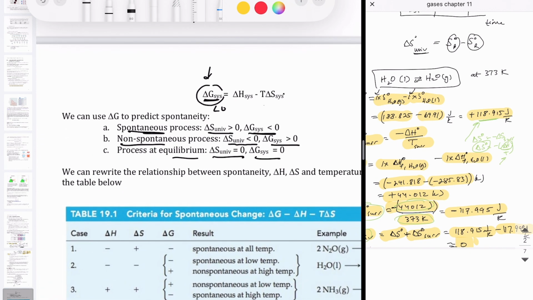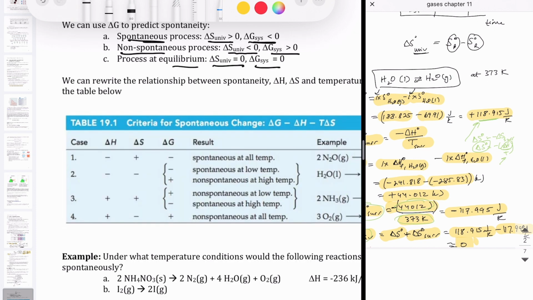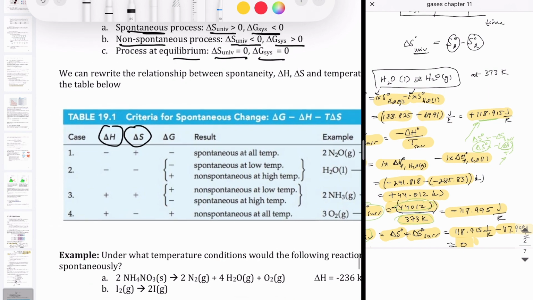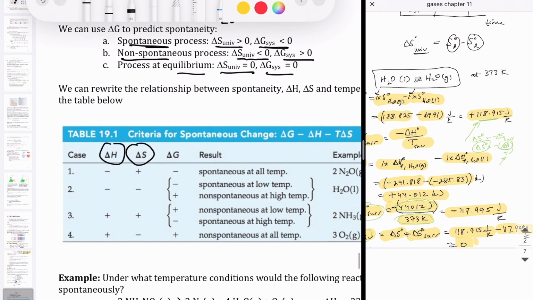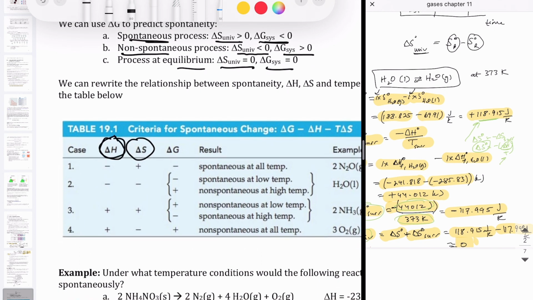Using this delta G expression, it's a lot easier to see how the two components of a reaction, which is the enthalpy component, delta H, and the entropy component, delta S, determine whether a reaction is going to be spontaneous or not. Okay, so we actually have 4 different situations to look at for spontaneity. And the reason there's 4 situations is because each of the delta H could be positive or negative, and each of the delta S could be positive or negative. So let's look at all 4 of these combinations.